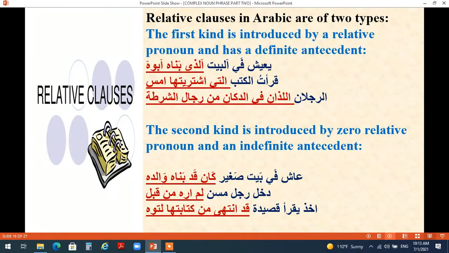ونلاحظ أيضا في هذه الحالة اللذان في الدكان من رجال الشرطة, this is the relative clause which has been used as a post modifier for the noun الرجلان.